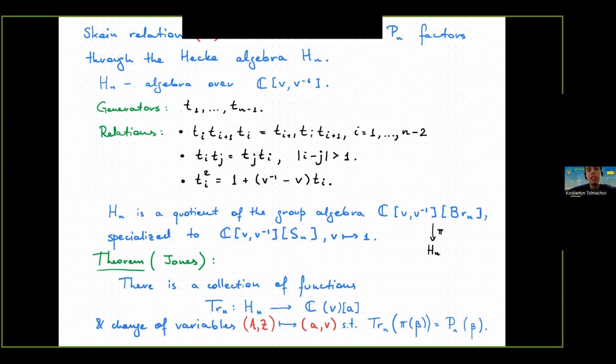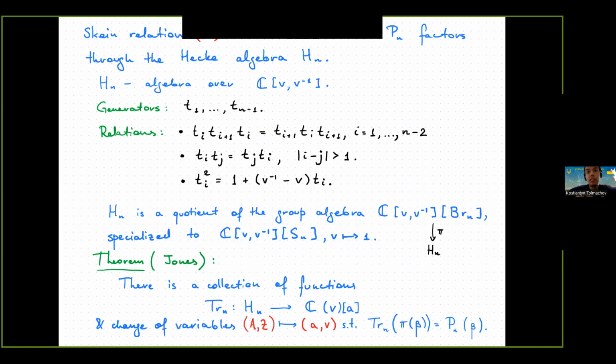So the first two relations are the same as in the braid group. These are called braid relations that should tell you how to deal with adjacent crossings, and crossings that are far away from each other. And one additional relation called the quadratic relation. It tells you what happens if you square the crossings. This one is not, of course, present in the braid group.